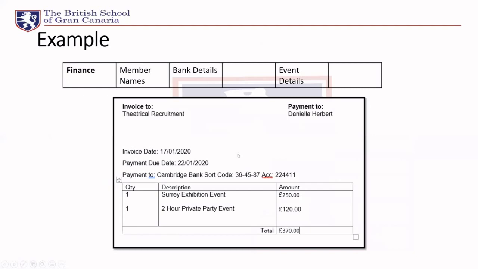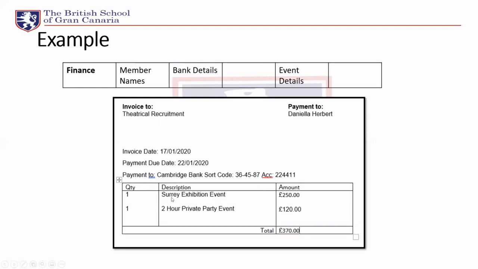So here's an example. This is the finance department. They've got the member's name, they've got their bank details, and they've got the event details. So this band member, Daniela Herbert, has invoiced Theatrical Recruitment to pay her for an event that she's done. Or 2 events. So here's the invoice date. Okay, so she completed this event on the 17th of January, and she would like to receive payment within 5 days. Okay, so if she doesn't get the payment within 5 days, she wants to know why. And the payment to the Cambridge Bank. This is the sort code and the account number. So the finance department need that because they need to put that money into Daniela's account.